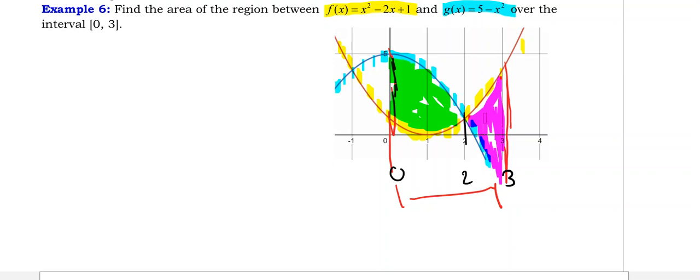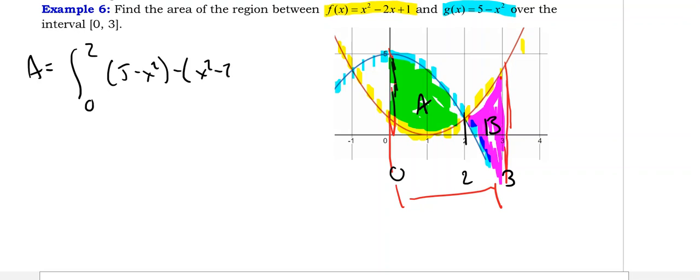So let's call the first area, area A, and then call this area B. In area A, I said the downturning parabola is going to be the integral from 0 to 2 of 5 minus x squared minus x squared minus 2x plus 1 dx.